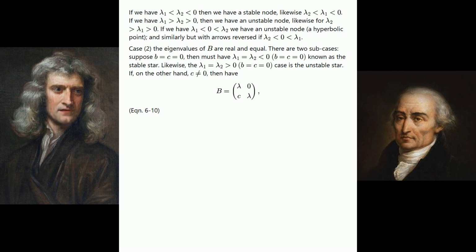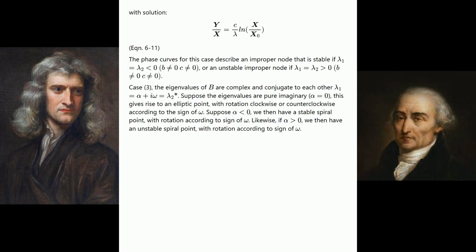the unstable star. If, on the other hand, C is not equal to 0, then we have, see equation 6-10, with solution, see equation 6-11. The phase curves for this case describe an improper node that is stable if lambda sub 1 equals lambda sub 2 is less than 0, B is not equal to 0, C is not equal to 0, or an unstable improper node if lambda sub 1 equals lambda sub 2 is greater than 0, B is not equal to 0, C is not equal to 0.